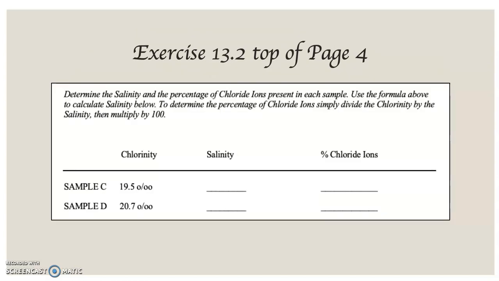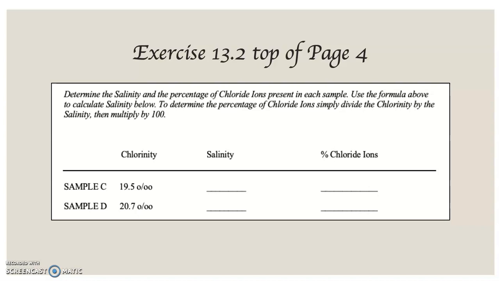As you look down, you'll see this: determine the salinity and the percentage of chloride ions present in each sample. Use the formula above, which was what you just saw a second ago, to calculate salinity below. So you can see where it says salinity, and you're going to fill in those blanks using those numbers. And then to determine the percentage of chloride ions, simply divide the chlorinity by the salinity, then multiply by 100.